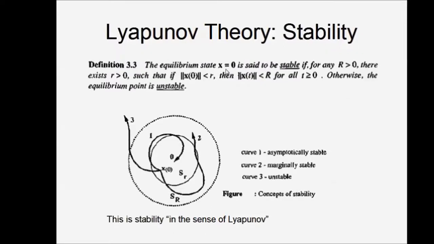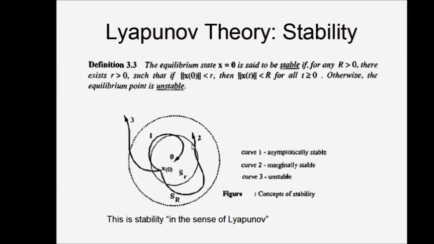Now, the equilibrium point x equal to 0 is called stable if for any capital R positive there exists a small r positive such that norm x(0) less than r implies norm of x(t) is less than capital R for all t positive. Otherwise, the equilibrium point is said to be unstable.